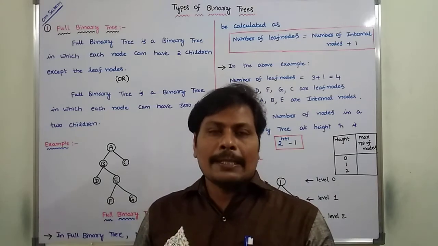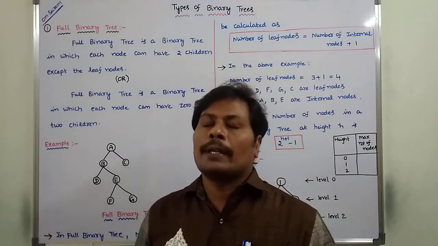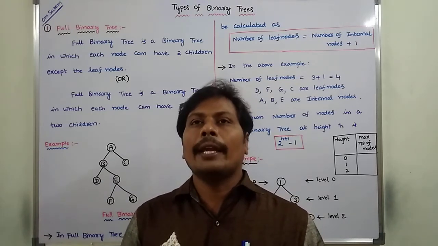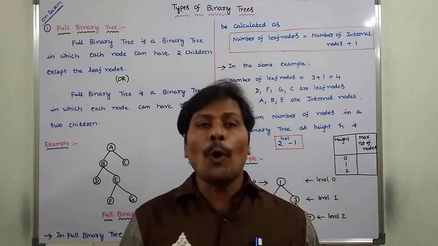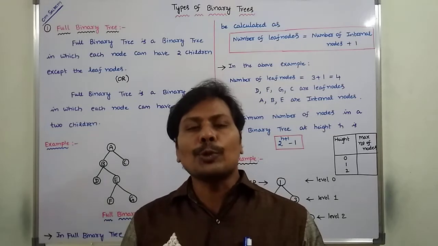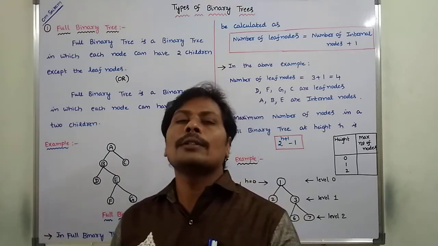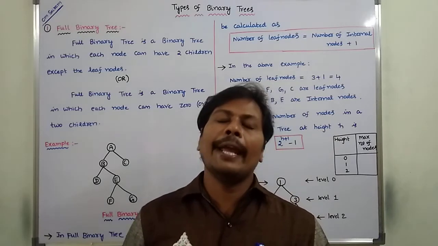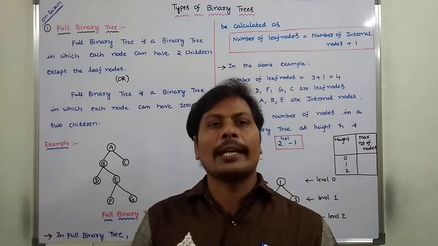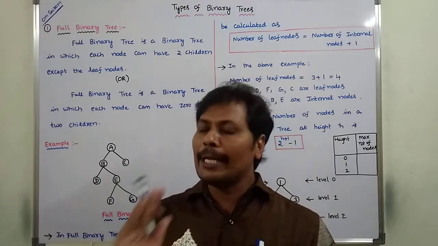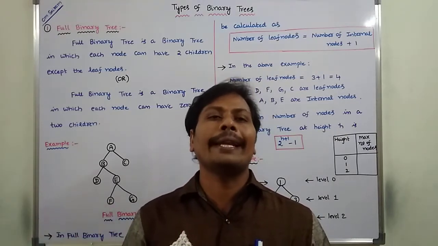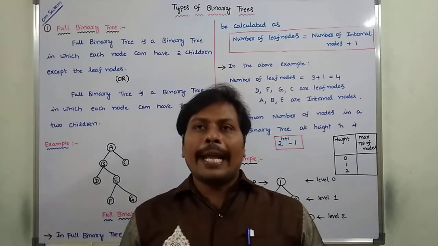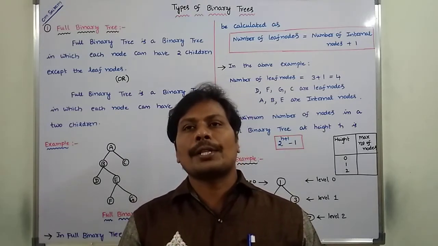So what is a full binary tree? A full binary tree is a binary tree in which each node can have 2 children or 0 children. That means a node may have 2 children or a node does not have any child. This is one definition. Next, we go for another definition.